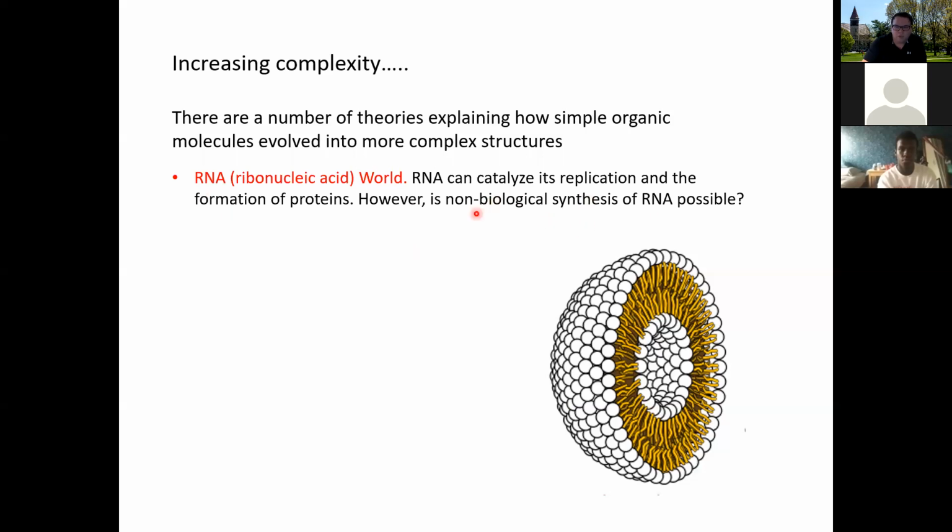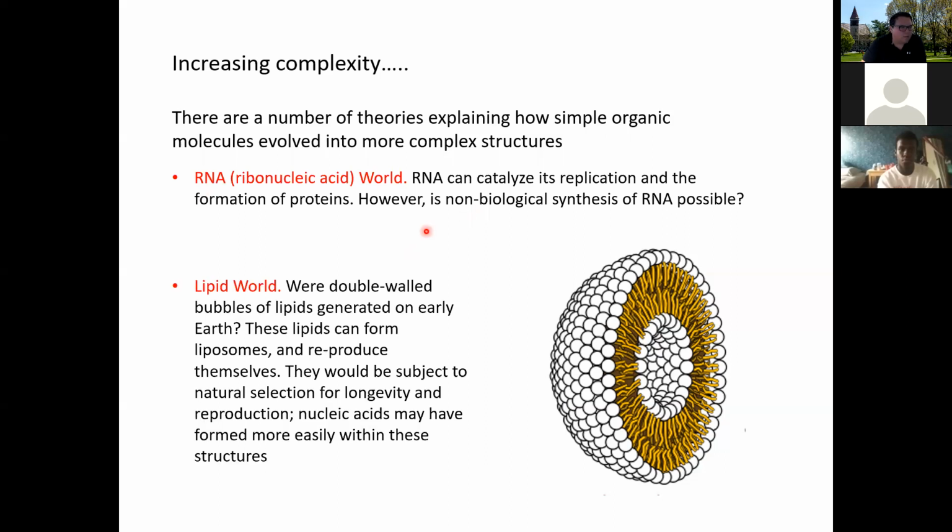However, the question still became, and I think it's largely still unknown, is non-biological synthesis of RNA possible? And it's not well known, and to this point hasn't been proven.